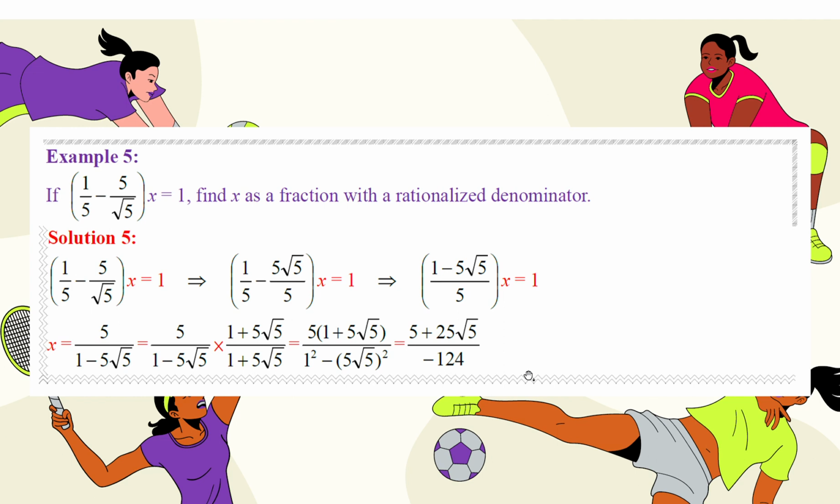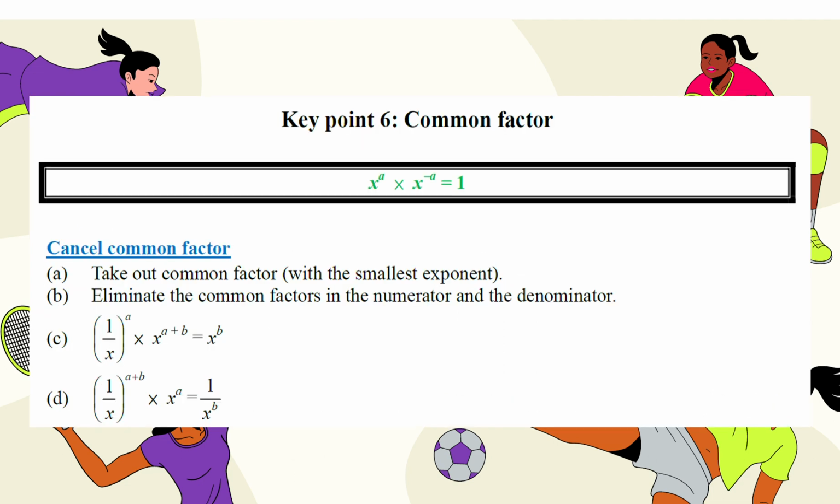And the numerator is easier, just do some simplification. And then there are some rules that can help us solve the equation. I found some rules that can help us tackle the past paper questions about exponents. Common factor, fairly simple: x to the power a multiplied by x to the power negative a is 1. Everyone knows it cancels out, right? A over a. But it is useful to us. Take out the common factor with the smallest exponent. Eliminate the common factor in the numerator and the denominator.